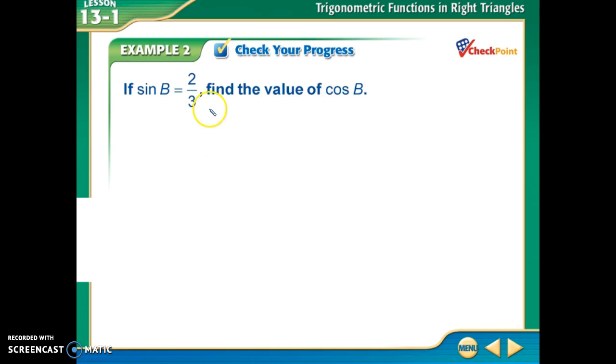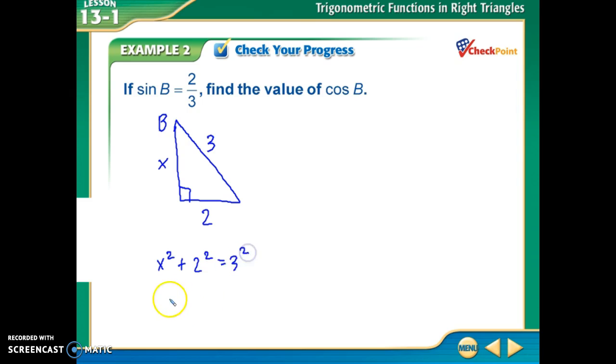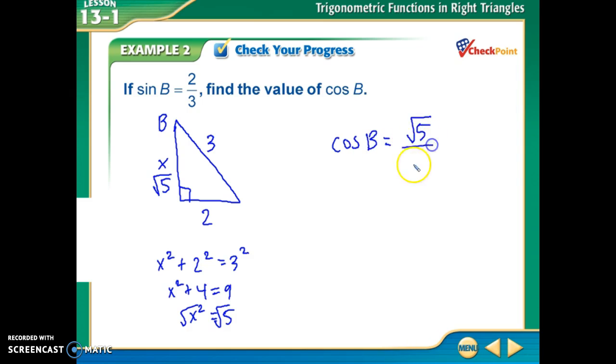Another example like this is I have sine of B is 2 over 3, and I want to find cosine. So again, draw my triangle, pick my angle to be B, and sine is opposite over hypotenuse. So opposite of B is 2, hypotenuse is 3. Cosine is adjacent over hypotenuse, so I need to find my adjacent side. I'm going to use the Pythagorean theorem. X squared plus 2 squared equals 3 squared. X squared plus 4 equals 9. Subtract 4. X squared equals 5. And then square root it. So then my adjacent side over here is root 5. So then cosine of B is going to be adjacent, root 5, over hypotenuse, 3.